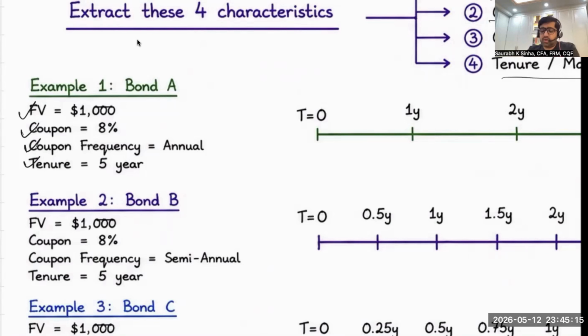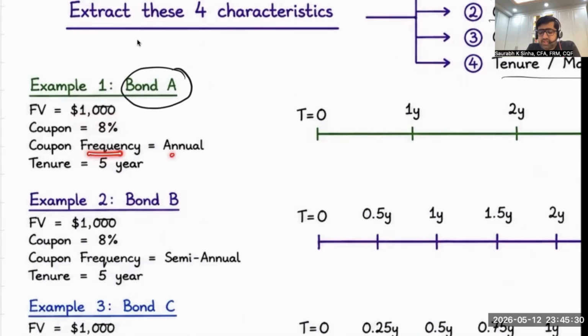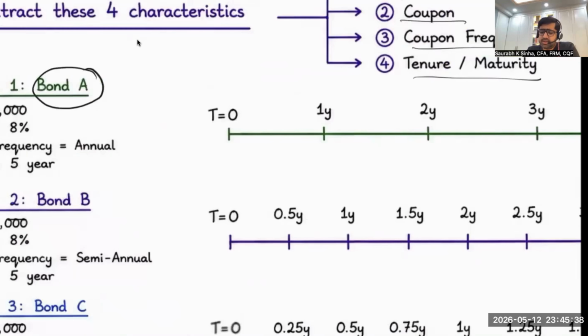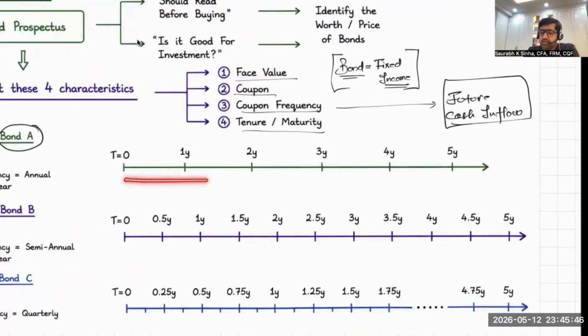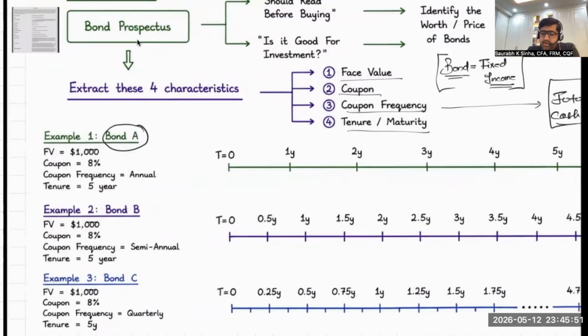Okay, so let's talk about example 1. There is bond A. Bond A has face value 1000, coupon 8%, coupon frequency annual, and the maturity or tenure is 5 years. So if the maturity is 5 years, it means I have to think only in the tenure of 5 years. That's it. I have to only think for the tenure of 5 years. Perfect. So this is done.